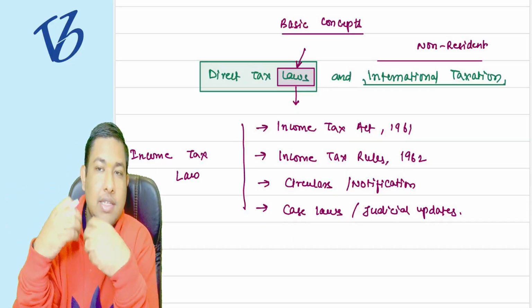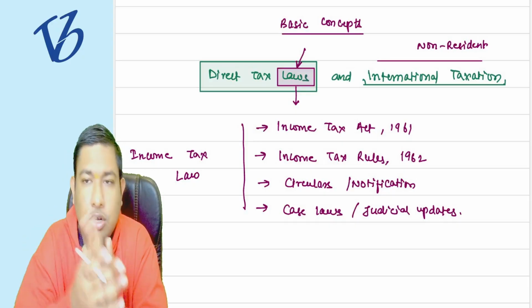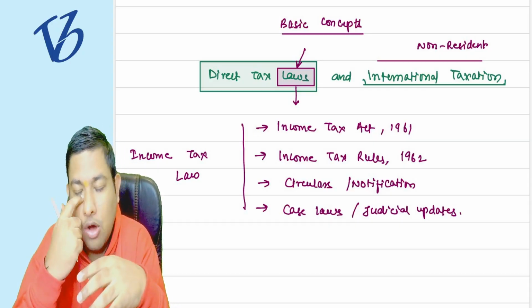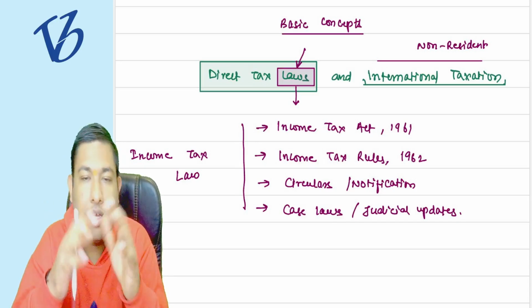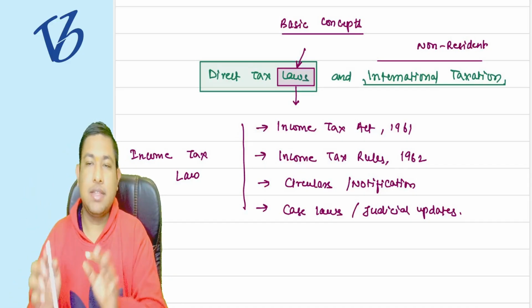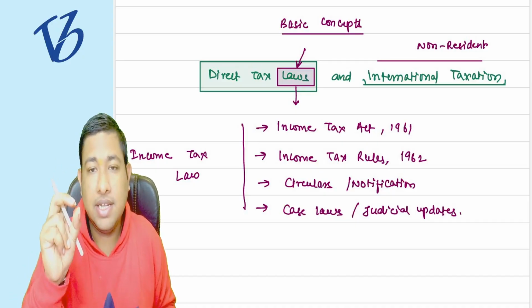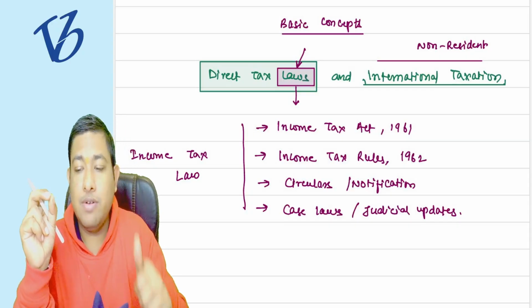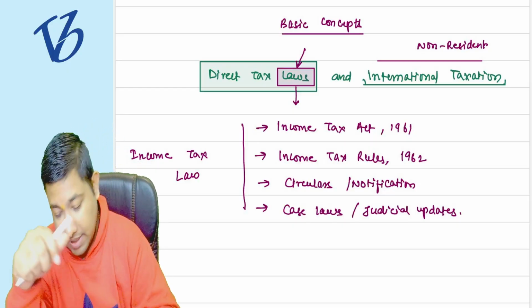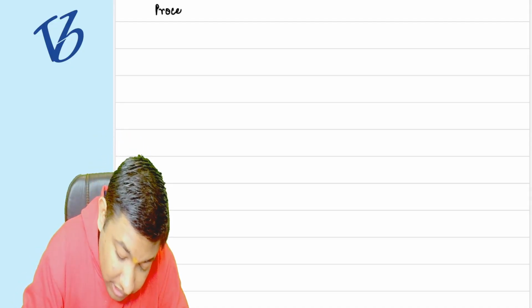If an Indian is trading with a non-resident of any other country, how are all these transactions going to be treated and how are they going to be taxed? We will see that part in international taxation, whenever we come to it. But as of now, do you understand that we need to study the direct tax laws? In the direct tax laws there will be the Income Tax Act, Income Tax Rules, circulars, notifications, case laws and judicial updates. Now we are going to first see the process of making a law in India.